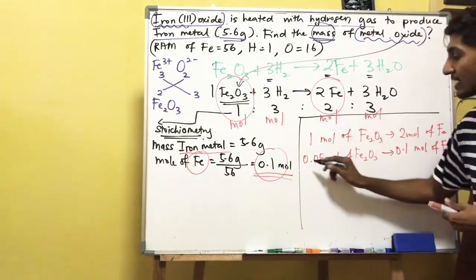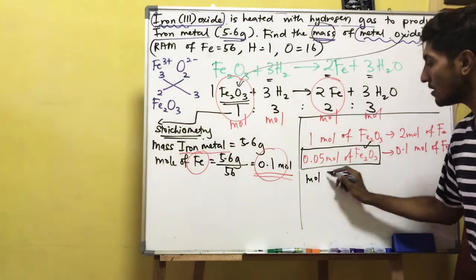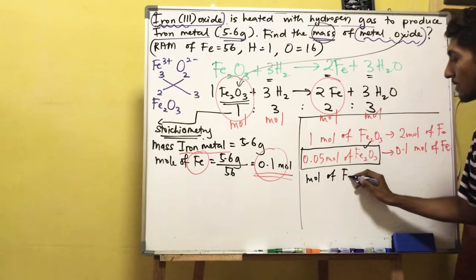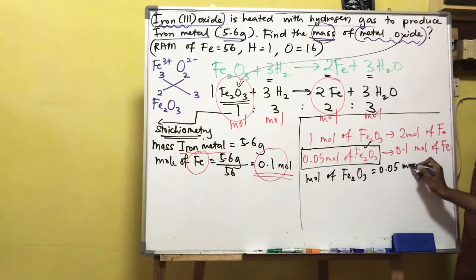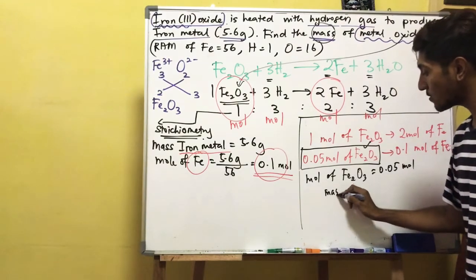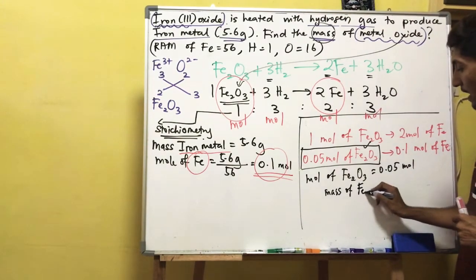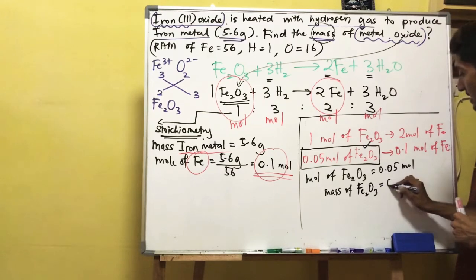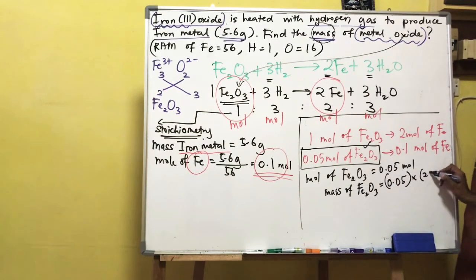So sekarang, adakah kita dah dapat mol untuk ferrum oksida? Dah dapat. So now, the mole of Fe2O3 is 0.05. What is the mass? How to find mass from mole? We multiply by the molar mass. So the mass of Fe2O3 would be 0.05 times by Fe2, so 2 times 56 plus 3 times 16.